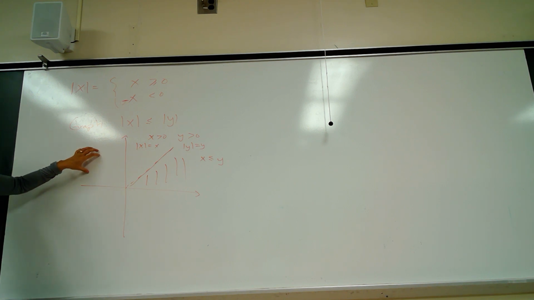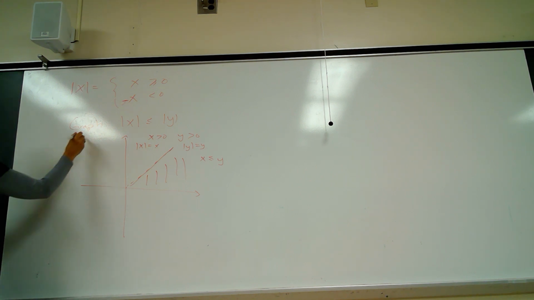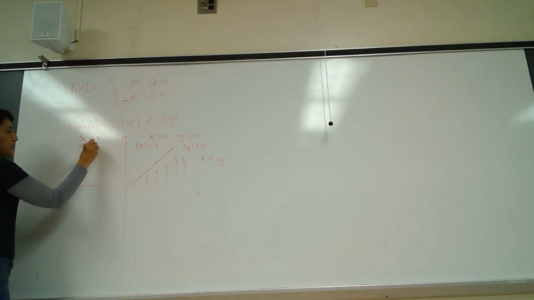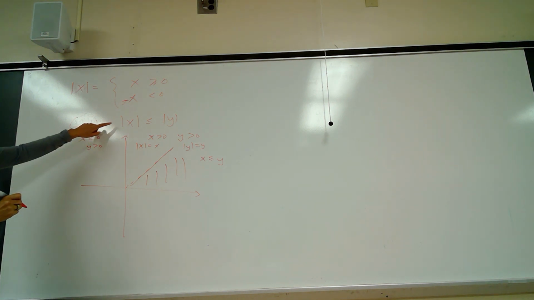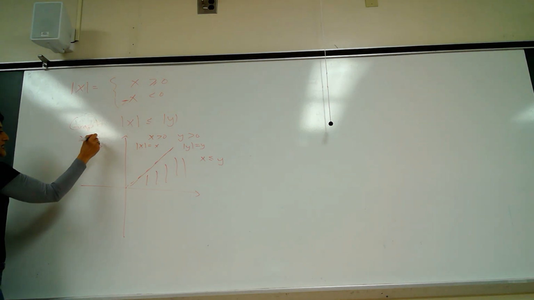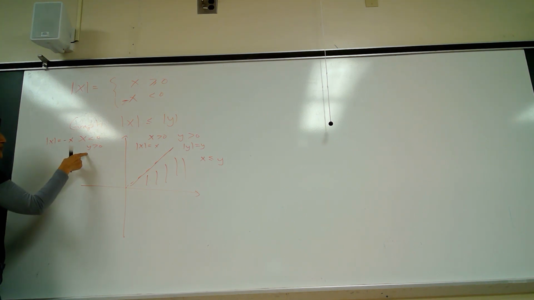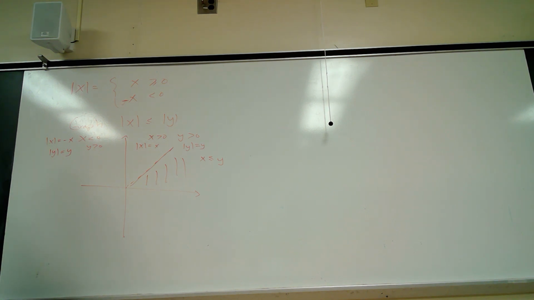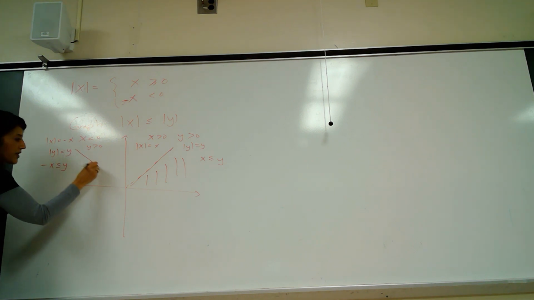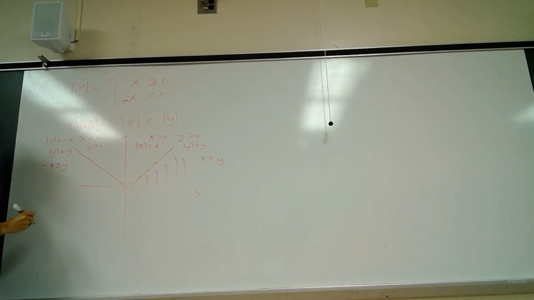In this region, what are the values of x and y? Negative, positive. So x is less than 0 and y is bigger than 0. And you do the same thing. So absolute value of x in this case is going to be minus x in this region, and absolute value of y is going to be y. And so your inequality looks like minus x is less than or equal to y, and that would be this line right here.